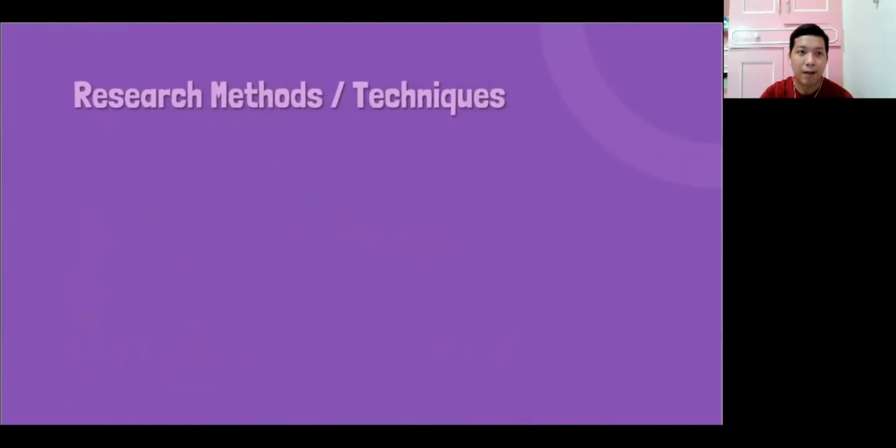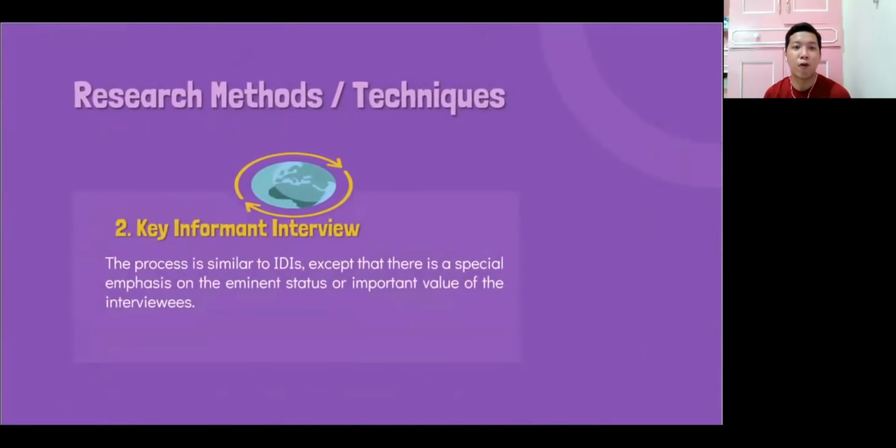Okay, number two, we have the key informant interview. When we say key informant interview, it is a process that is similar to IDIs or the in-depth interview, except that there is a special emphasis on the eminent status or important values of interviewees. Remember, class, that IDI can be random, but the KII or the key informant interview is purposive.